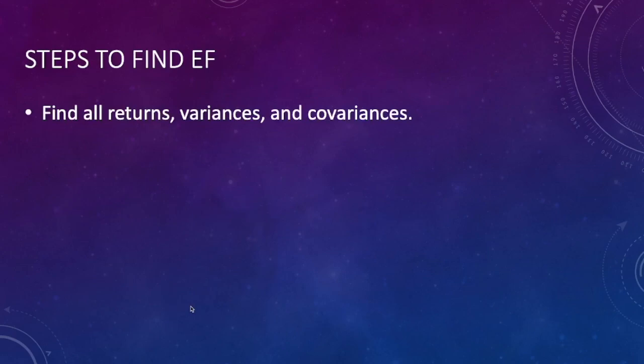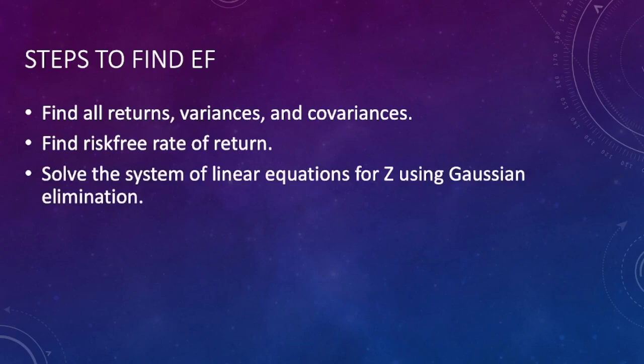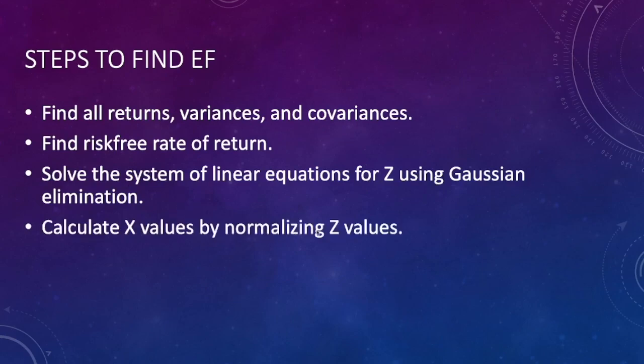So first we start with all the returns, like collect all of these, all of these are our inputs. So all the returns for each and every security, including the risk-free return. Then we need to know all the variances or the standard deviations, and we need to also know the covariances, right? So sometimes the covariances are not given, sometimes they are given in the form of correlation coefficients, right? So these are all our inputs, and of course the risk-free rate of return is also our input. And then we are going to solve the system of linear equations for z using Gaussian elimination. And then we calculate the values of x by normalizing the z values, right?